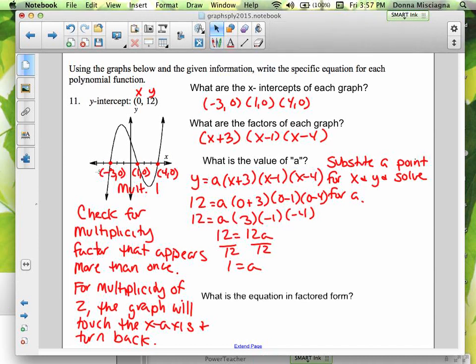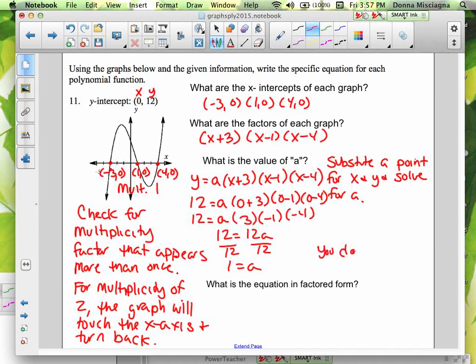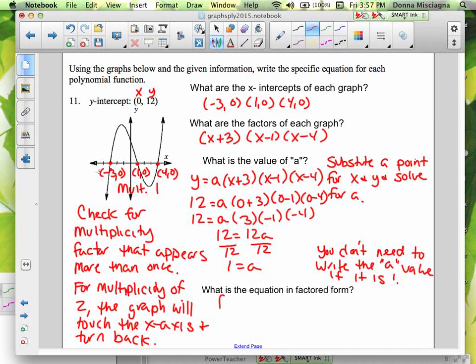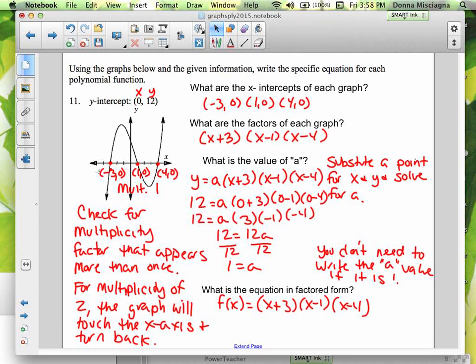Now, a will not always equal 1. In this case, though, it does. You don't need to write the a value if it is 1. Okay, so 1 is understood. So our equation in factored form is just going to be f of x, we'll put it in function notation, equals, I can leave off a, and so it's just my factors, (x plus 3)(x minus 1)(x minus 4). And so now we've written the equation that goes with this particular graph in factored form. I'm going to go over some more examples, but I hope that made sense for you. Let's look at another example.